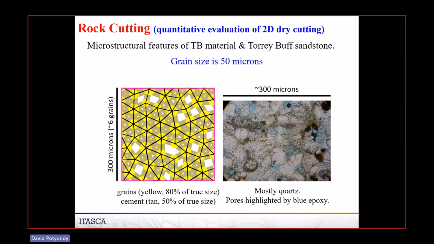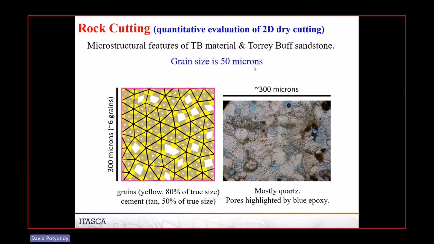So here's the case. Here we go. These are the grains. They're packed. They're yellow. We're drawing them a little bit smaller at 80% of their true size. And here's this cement, the parallel bonds. And we're drawing them then as these tan things, right? That's how we produced those plots before, okay? Notice that the grain size is 50 microns.